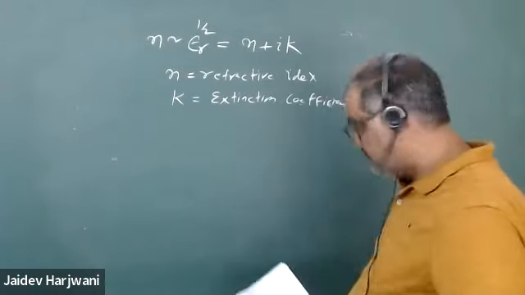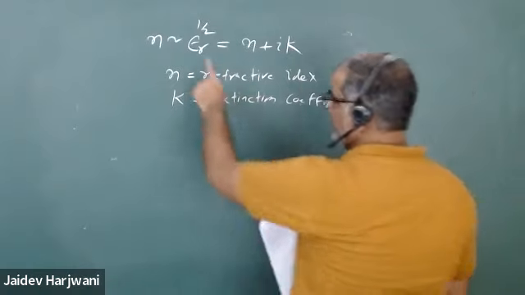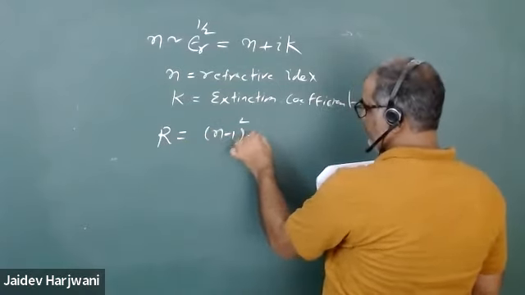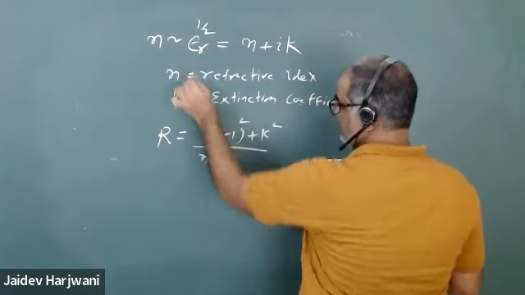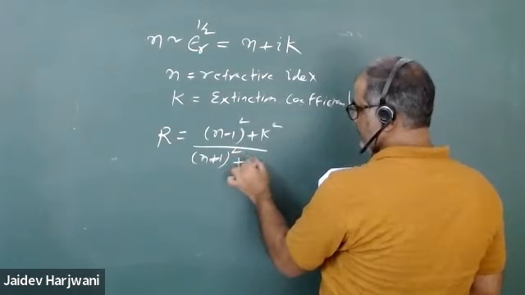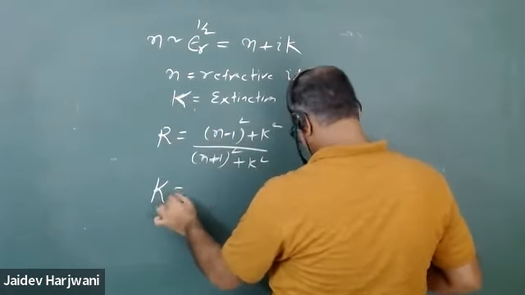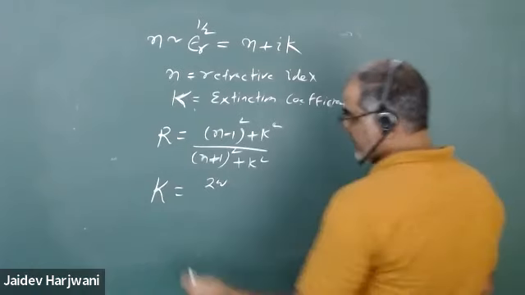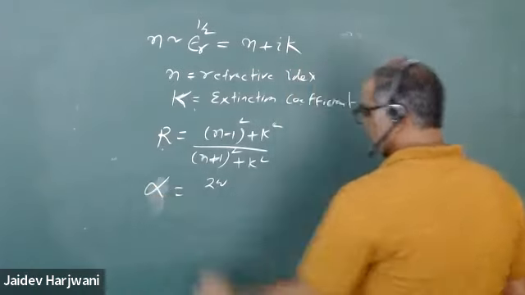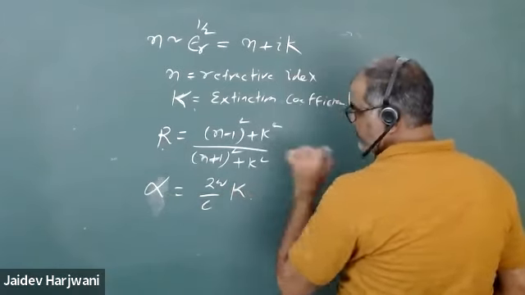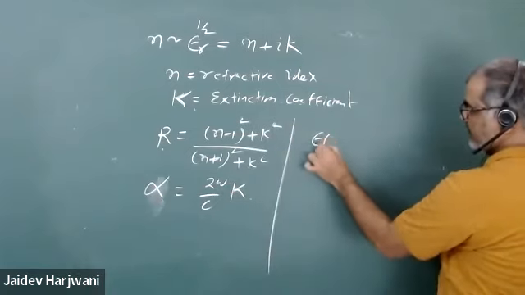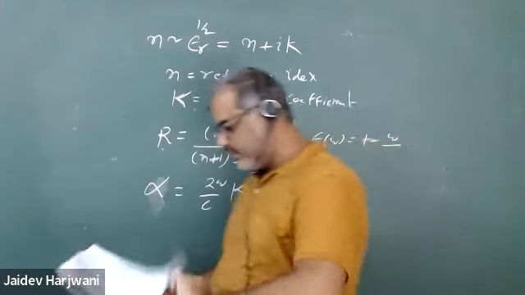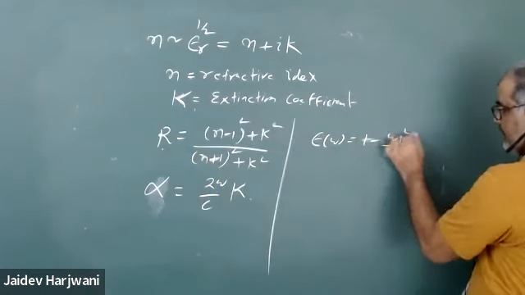Now just remember the coefficient, how do I get the dielectric constant? If I want the reflection, reflection is given by R equals (n minus 1) square plus k square upon (n plus 1) whole square plus k square, where n is the refractive index. Similarly, k is given by this value, and α is the absorption coefficient. Now I have my ε(ω), which I have written as 1 minus ωp² upon ω².